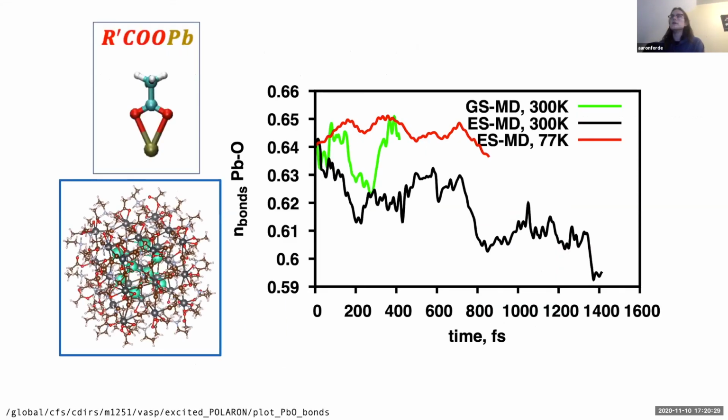For the model that I looked at, the change in the number of these oxygens coordinated to lead at the surface for different electronic configurations. So GSMD is ground state molecular dynamics, and ESMD is the lowest excited state, doing the trajectory for it. And then running the MD at different temperatures.